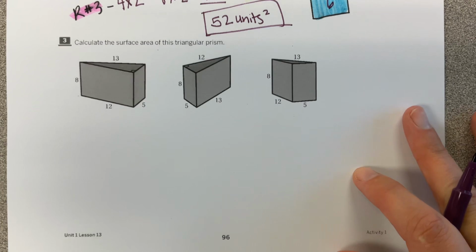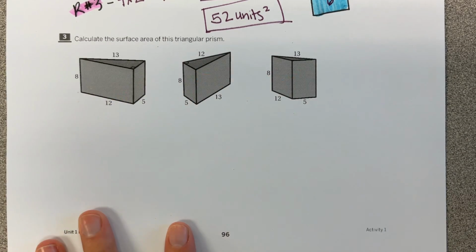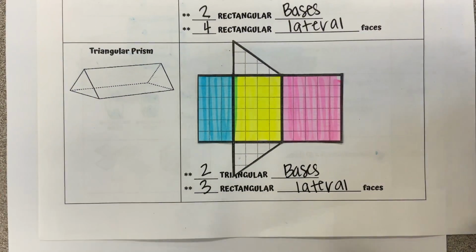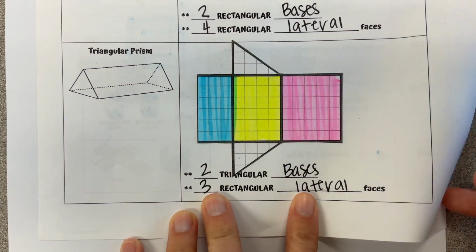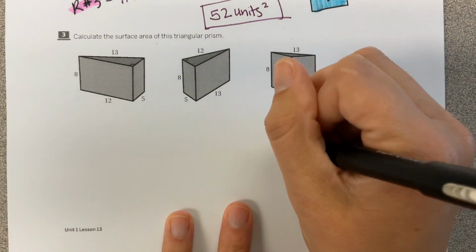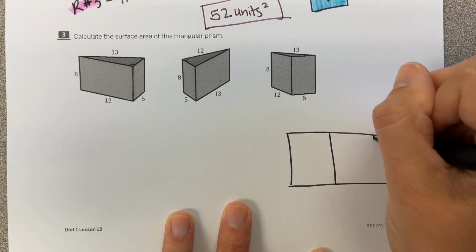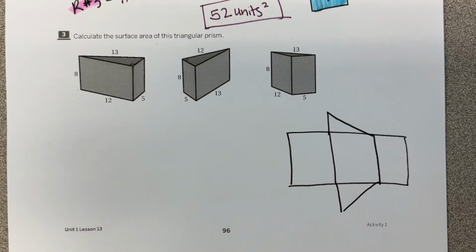All right, next one. Calculate the surface area of this triangular prism. That's a little bit more difficult. Again, these 3 are the same. They're just kind of moving it around for you to be able to see. What we want to remember is a triangular prism has 2 triangle bases and 3 lateral sides, okay? So, if I sketch it out here, we've got 3 rectangle lateral sides and we have 2 triangles.